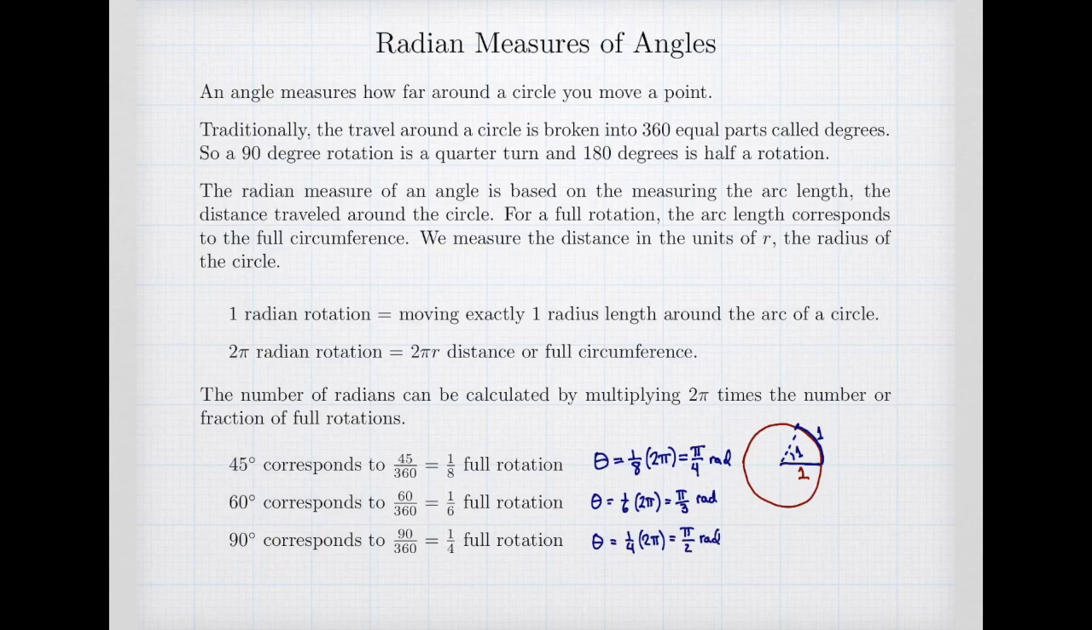Now, we usually think of radians as the natural unit, and so we would not normally put radians in as a unit. It's just a pure number. We say, for our first example, theta equals pi over 4. The second example, theta equals pi over 3. And the third example, theta equals pi over 2.